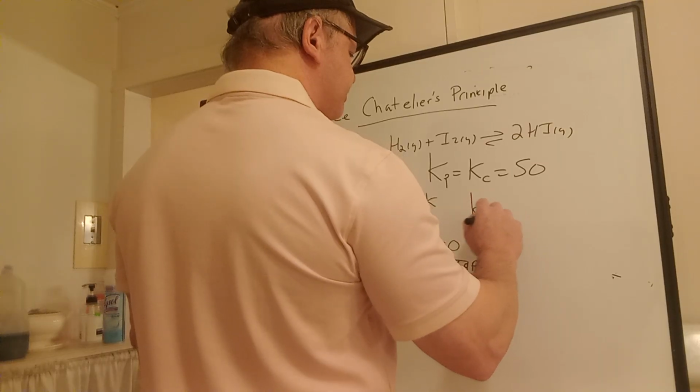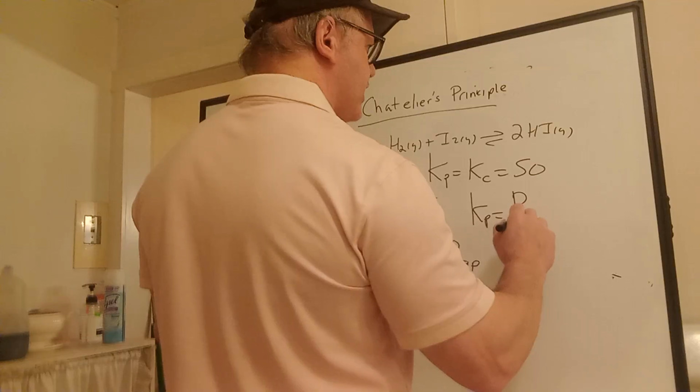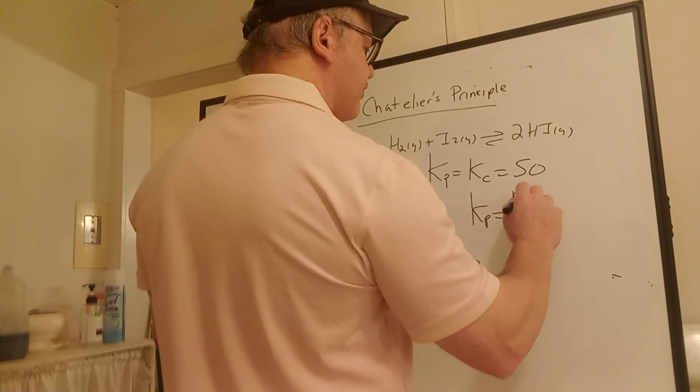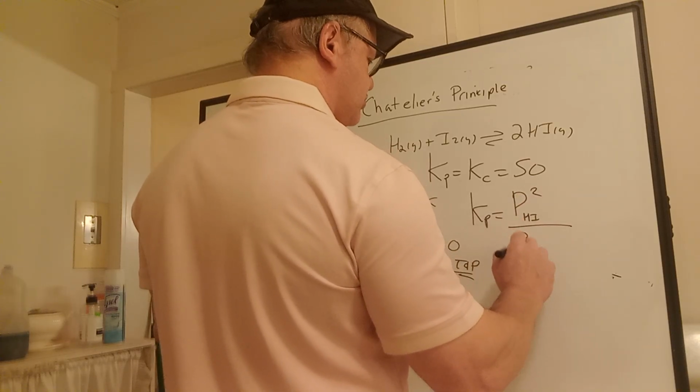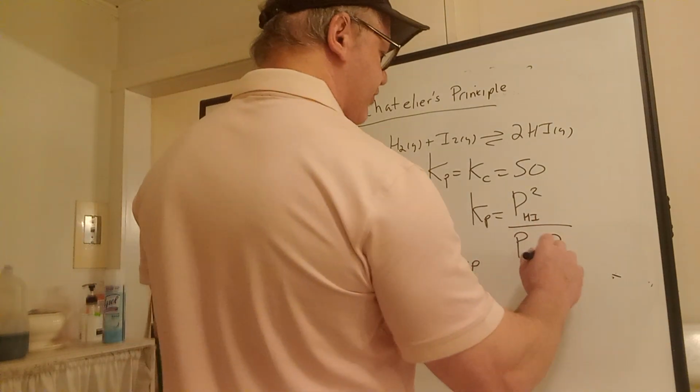in Kp's. So here, that would be the partial pressure of HI. Don't forget the squared. I kind of always do that myself. We have pressure of H2. It's to the first power. We don't have to write that in.